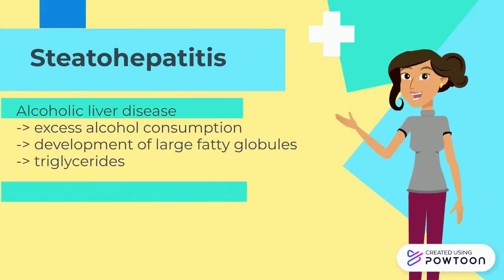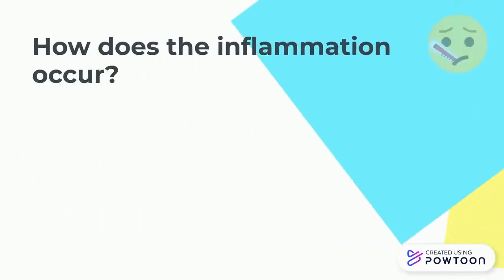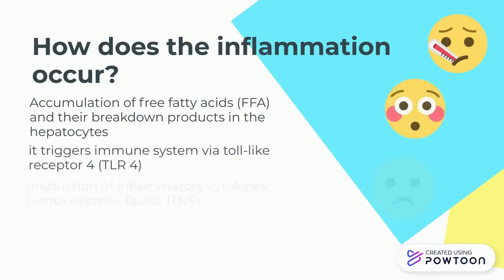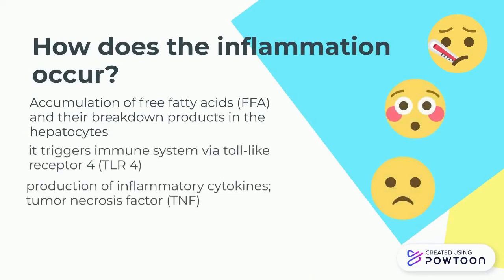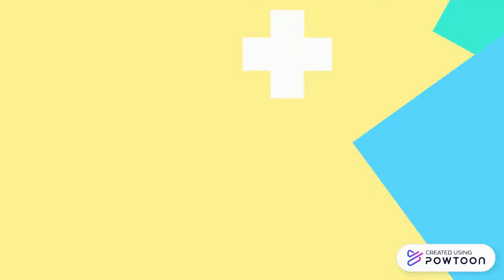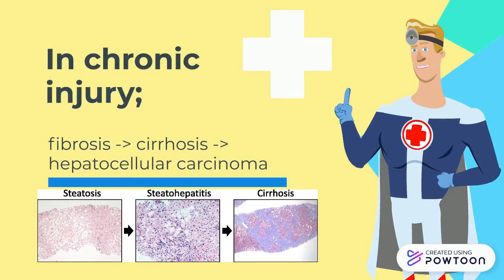Steatohepatitis is categorized by alcoholic liver disease and non-alcoholic liver disease. How does the inflammation occur? Accumulation of free fatty acids and their breakdown products in the hepatocytes triggers the immune system to produce inflammatory cytokines that will induce inflammation, resulting in liver injury and cell death. In chronic injury, fibrosis leads to cirrhosis and culminates in hepatocellular carcinoma.